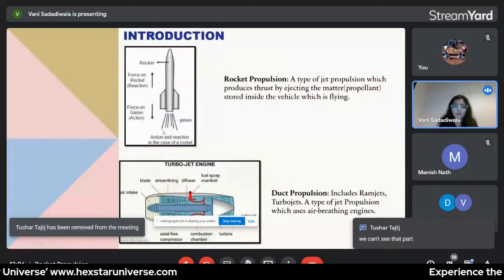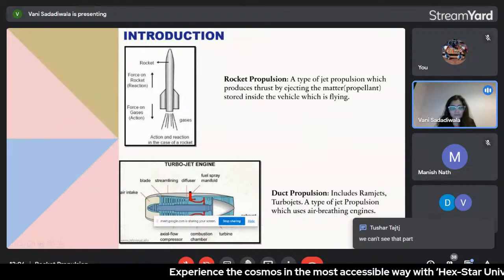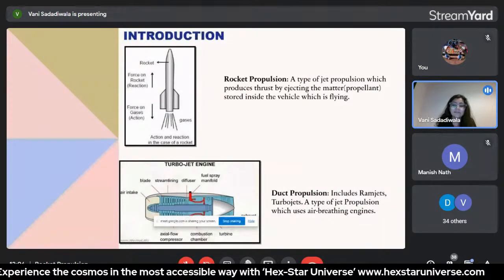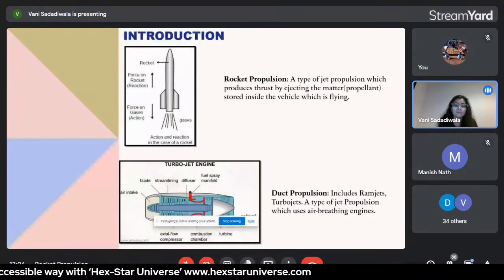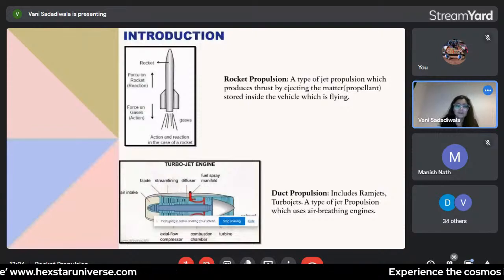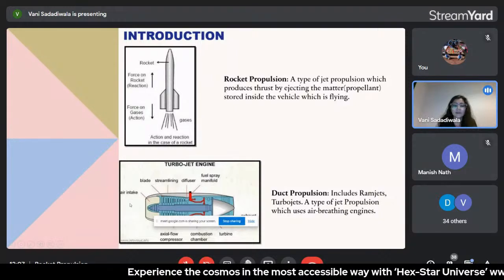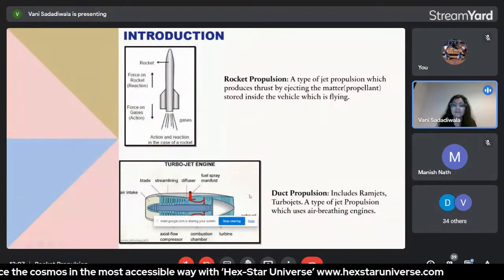Also, the second division is duct propulsion, which is a type of jet propulsion that uses air-breathing engines. It includes categories such as ramjets, turbojets, scramjets, etc. The main element of this kind of air-breathing engine is air. There are four major stages in turbojet engines: the inlet, the compressor stage, the combustion chamber, and the last one is the exhaust chamber.